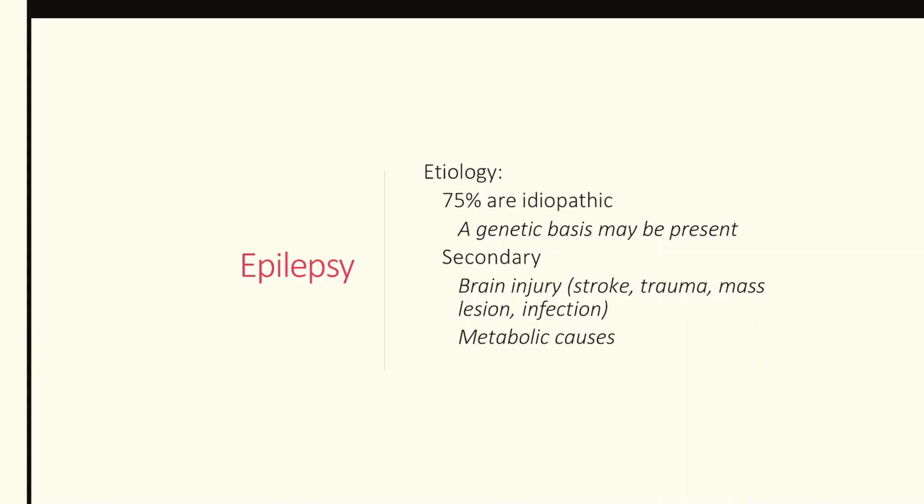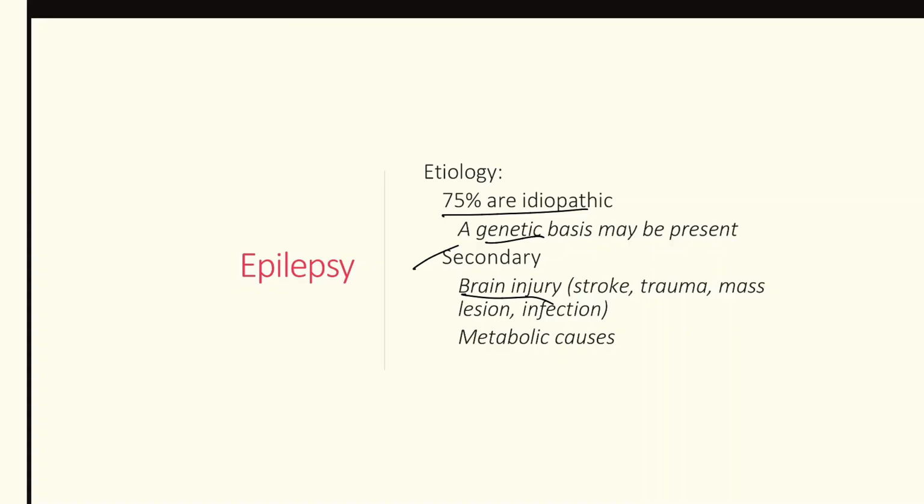So, etiology of seizures: 75% are idiopathic. They just happen. We don't know why. There may be some sort of genetic basis. So if someone comes in with a seizure, ask if anyone in their family also has seizures. Secondary causes: brain injury, stroke, trauma, mass lesions.